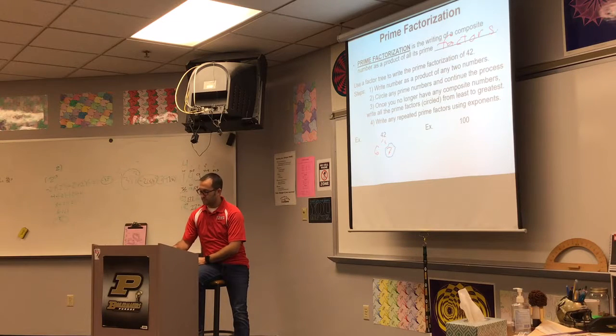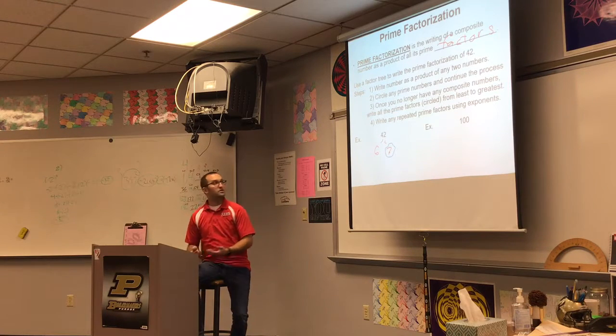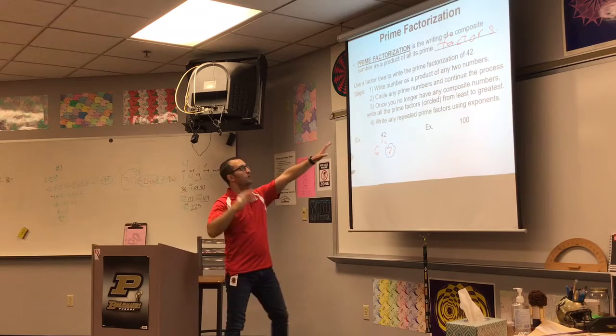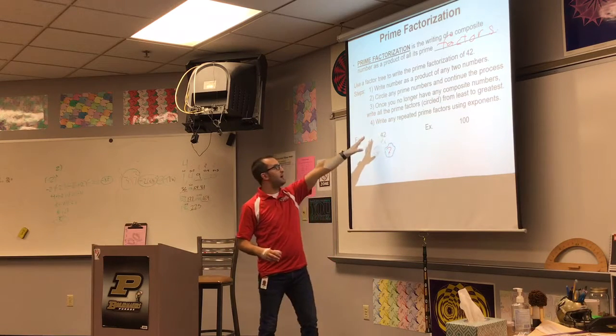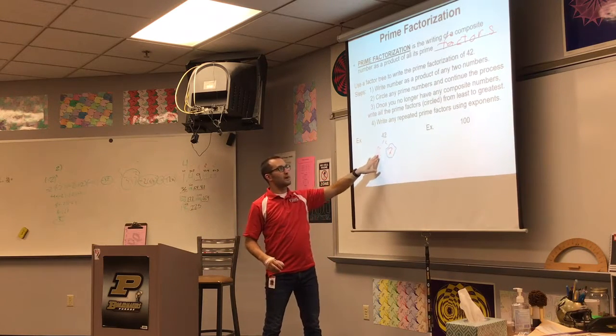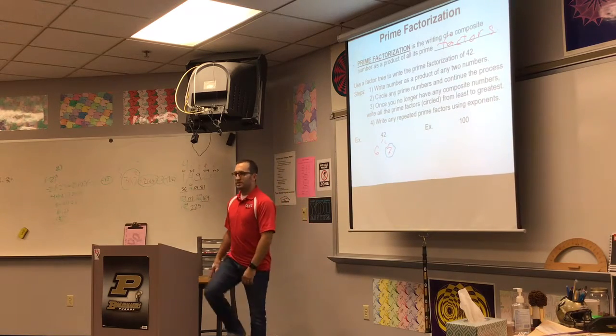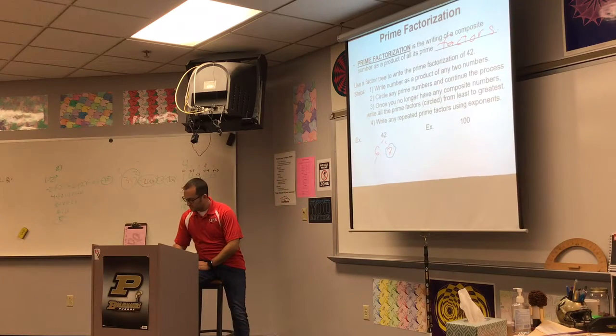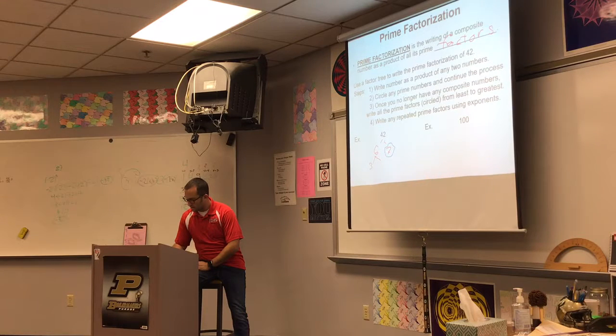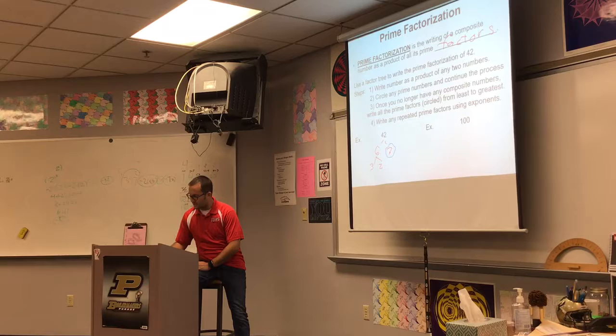Okay. And then once we no longer have any composite numbers, we want to write all the factors from least to greatest. Now, do we have any composite numbers? Yes. We do. So 6 becomes 3, 2. And we want to circle them. The second we notice that it's a prime number, we want to circle it.